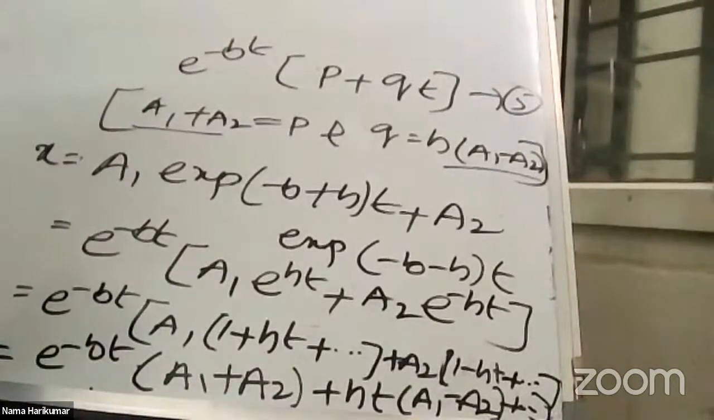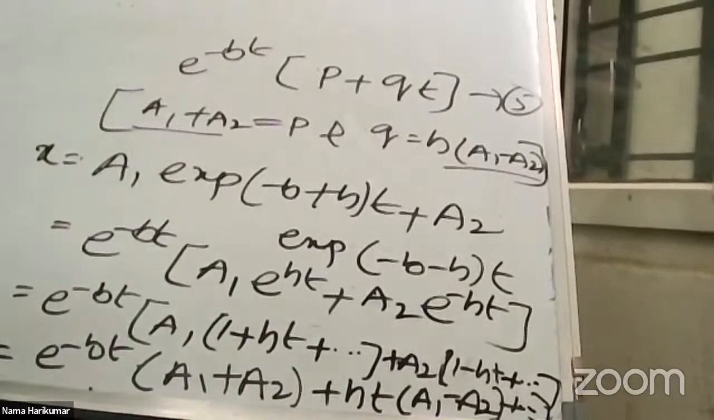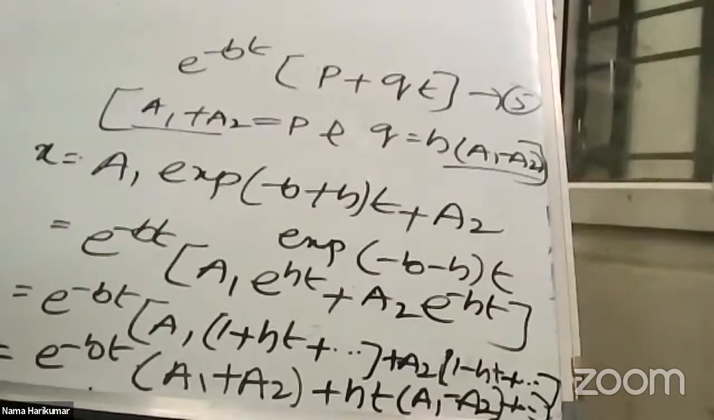So the last one is the under damped equation. This is the critical damping equation. Is it clear? If you have any doubts in the critical damping equation? No, sir. No doubt.